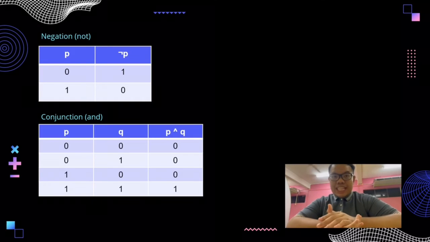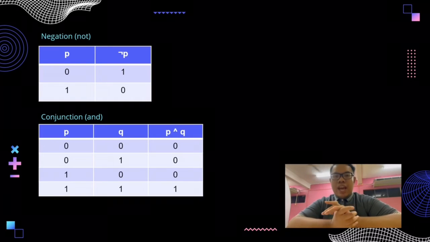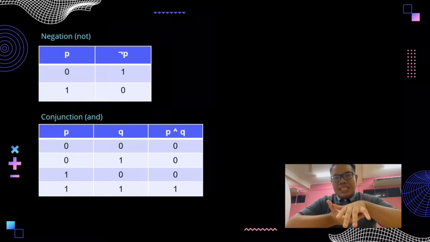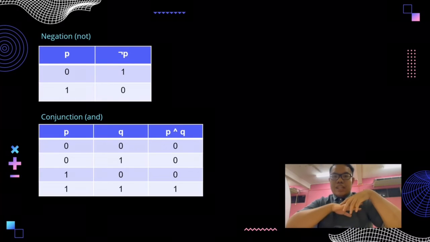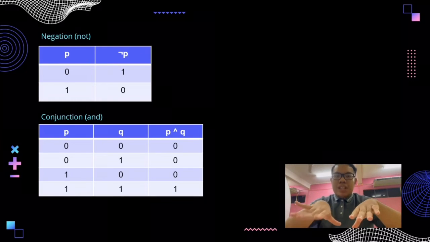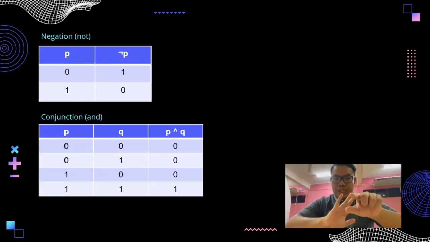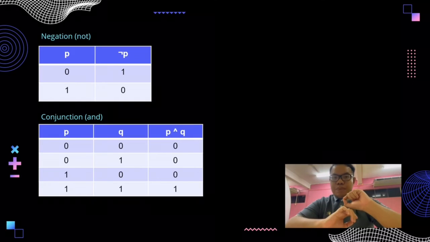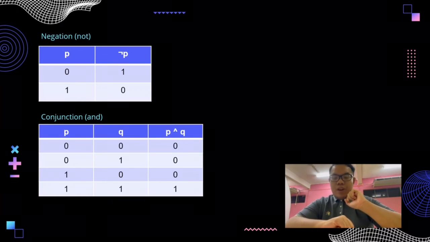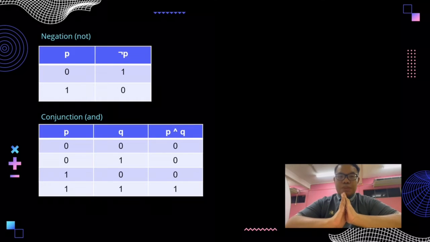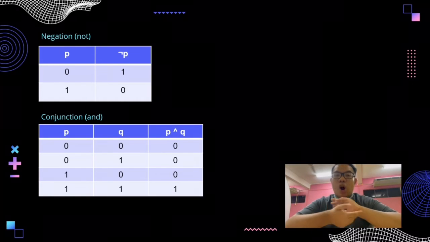Next, for negation, which is not, it is the opposite of the true value. For example, if P is 0, the negation of P should be 1. If the value of P is 1, then the negation should be 0. Just the opposite of the true value.